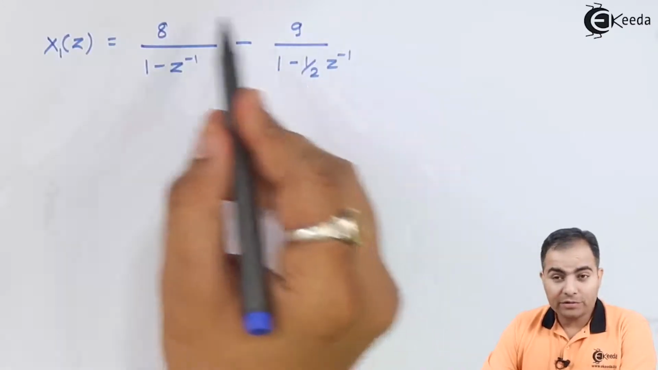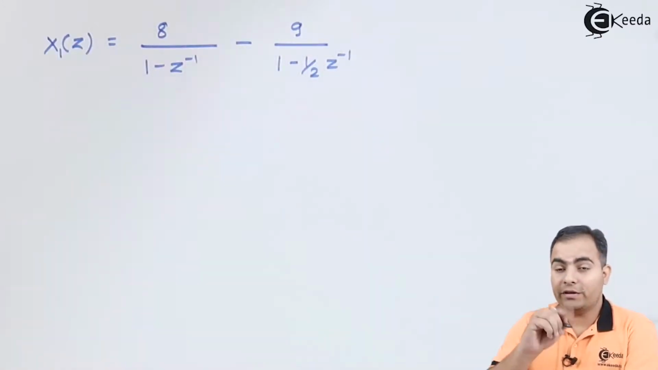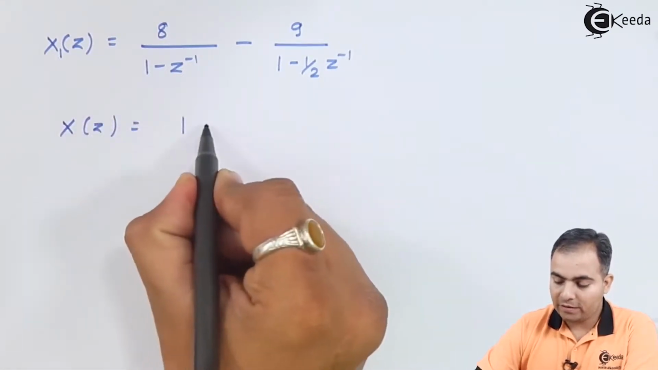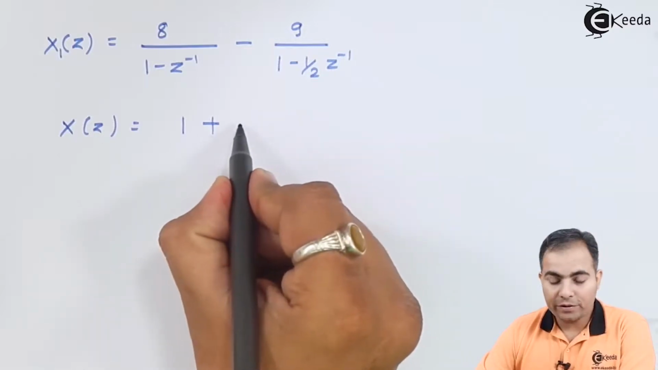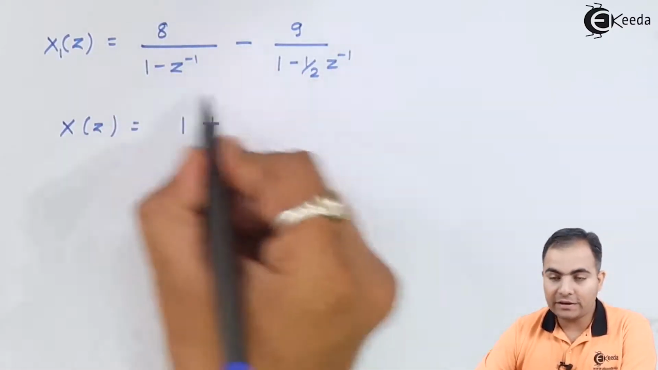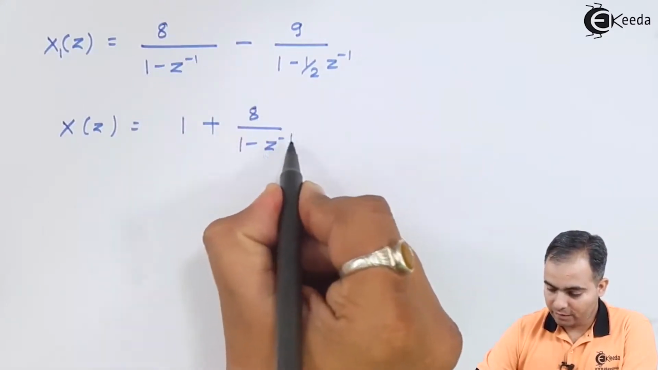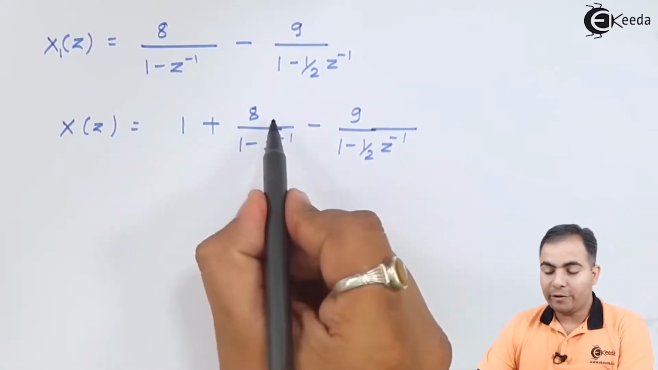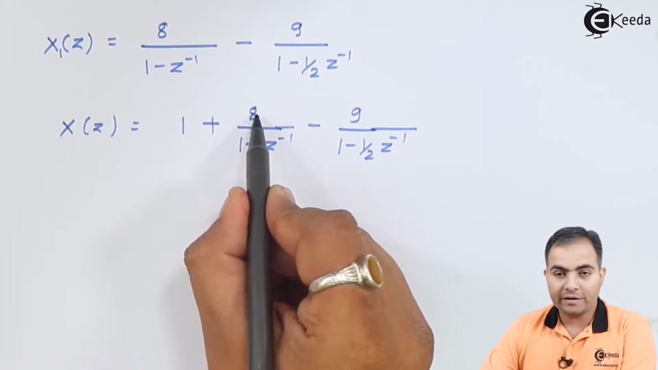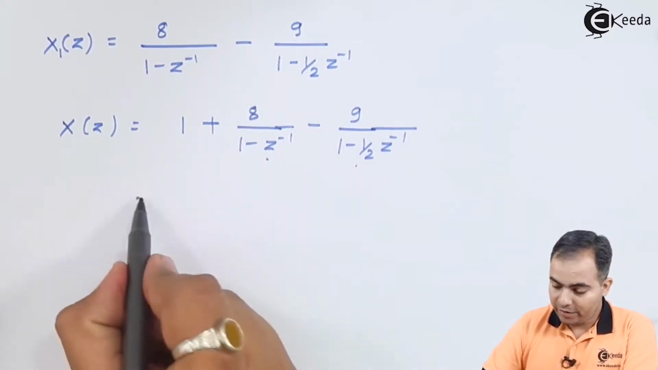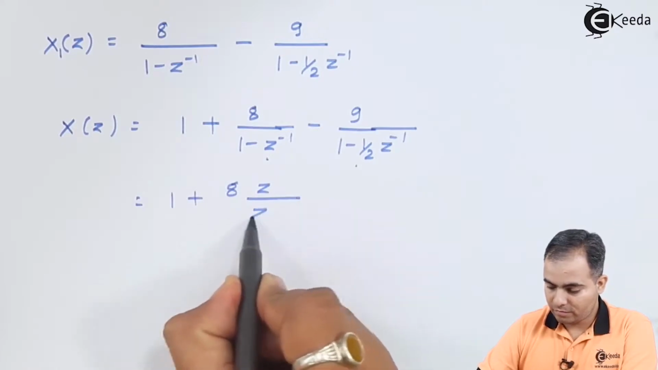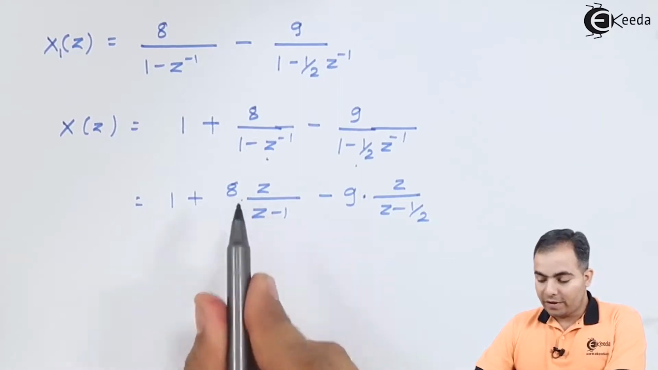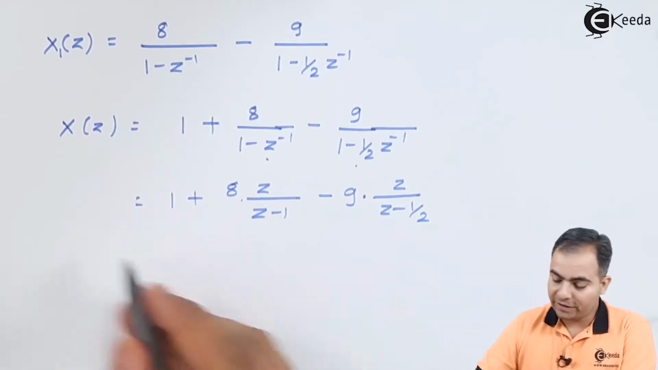Now I'm going to substitute this x1 of z value in equation number 1. So my x of z becomes 1 plus, here we are going to place the x1 of z value, that is this equation. Now look at here, I'm going to multiply z in numerator side and denominator side for both this function. So what you will get? So now we can apply inverse z transform on this function x of z.